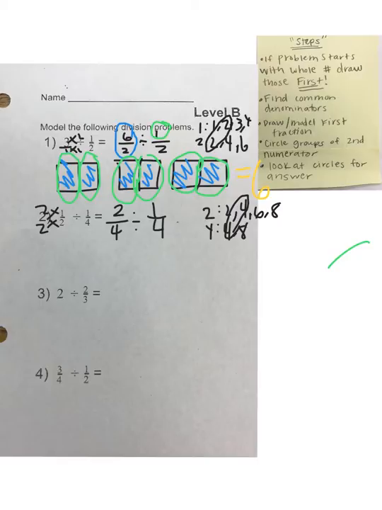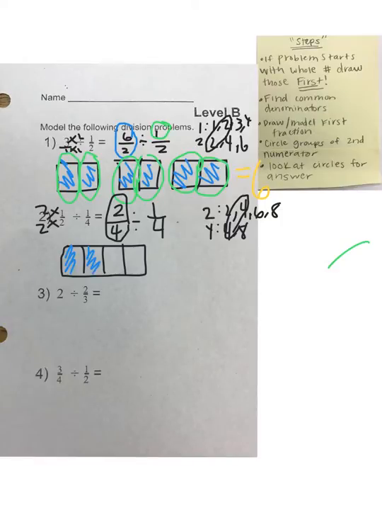Okay, so after we find common denominators, we are going to draw or model our first fraction. So our first fraction is 2/4, so we are going to draw a fraction bar. Remember, our denominator tells us how many times we're going to split it, so we're going to split it into 4 pieces, and then our numerator tells us how many to shade, so we're going to shade 2 of them.